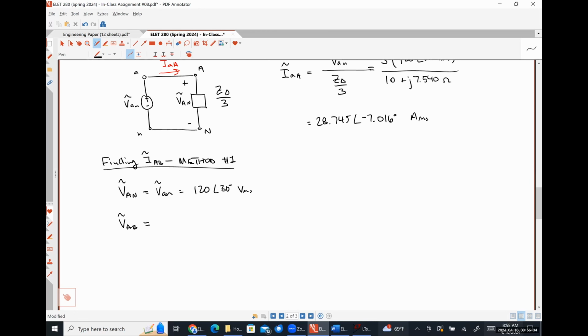What would VAB be? Exactly right. VAN times √3 angle 30 degrees. Which I get to be 207.846 angle 60 degrees volts RMS. And so from here, I can just use Ohm's law and say that IAB is simply VAB over Z delta.